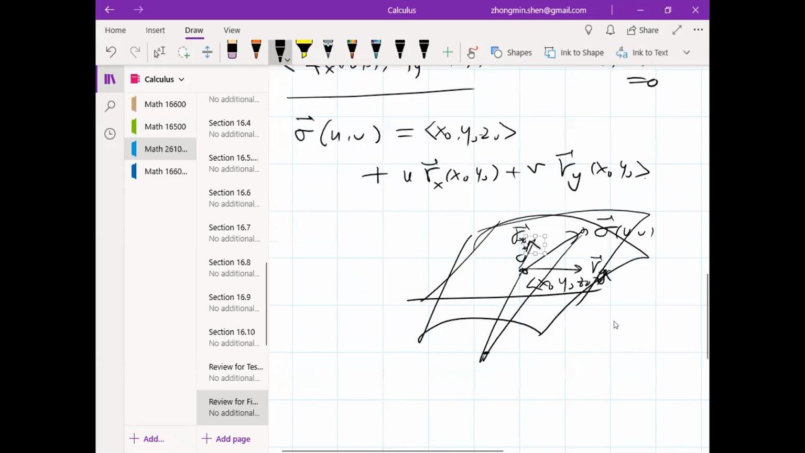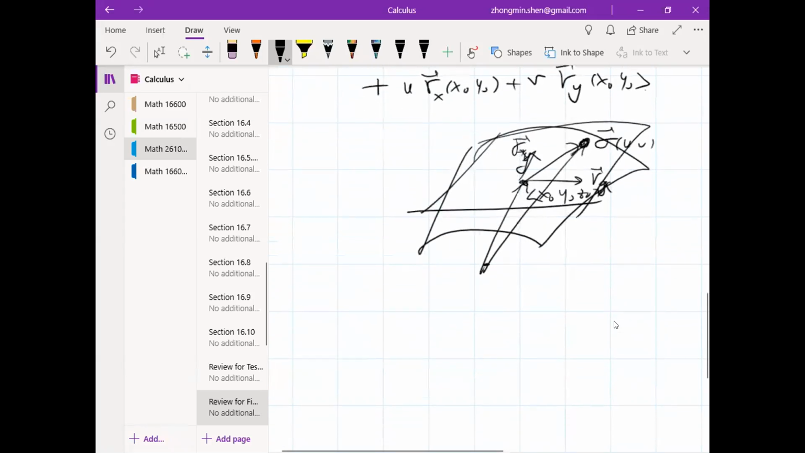So now you parameterize the tangent plane using two variables, u and v, arbitrary. How to describe that point? It's a sum of two vectors. The first vector is from the origin to that point on the plane. Then the second vector should be a linear combination of the two tangent vectors. All right, that's all about the tangent plane.